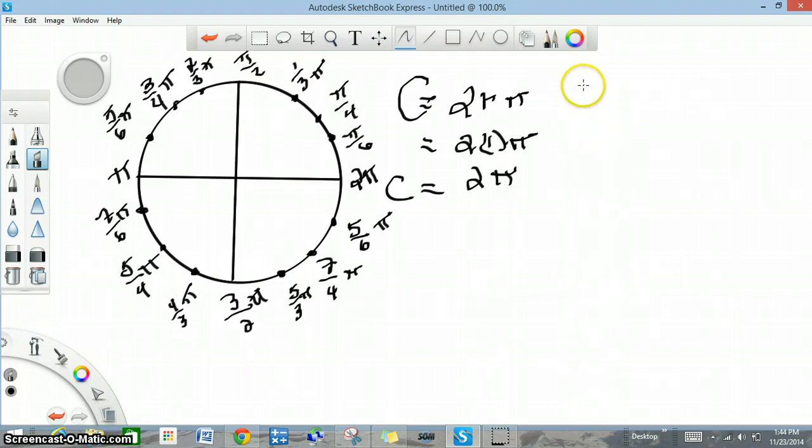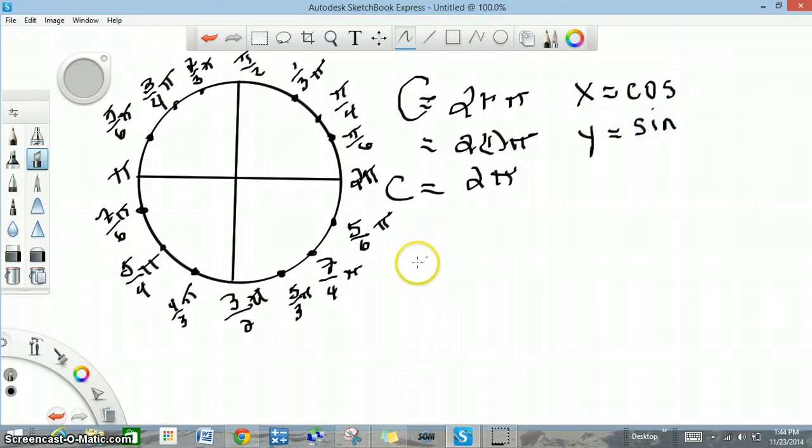Okay, now at this point we need to also consider some other measurements since we're working in radians. And so what that's going to say to us is this. It's going to say from now on the x coordinate is going to be referred to as the cosine. The y coordinate is going to be referred to as the sine. Now here, that would give us a cosine of 1 and a sine of 0.